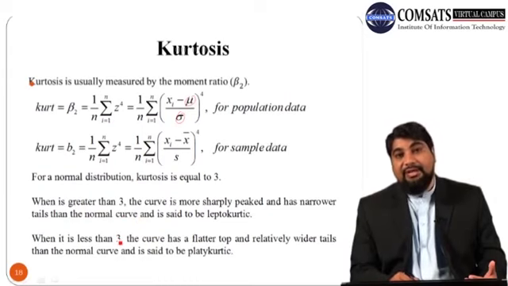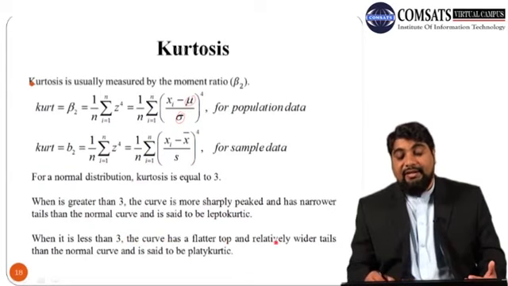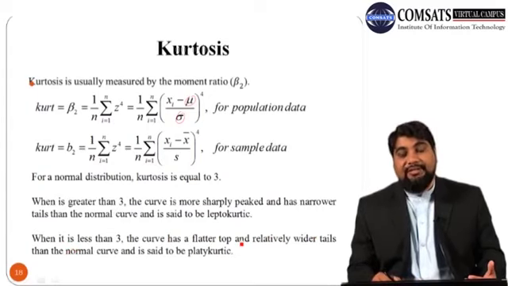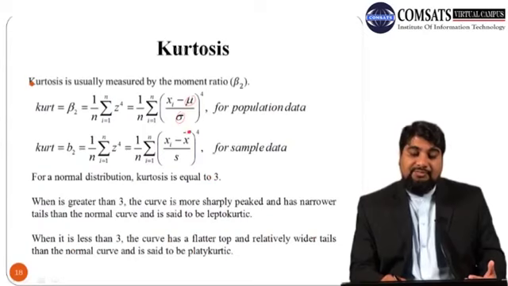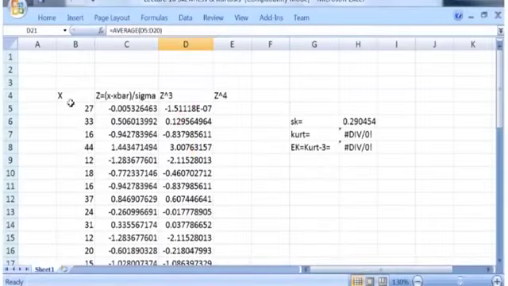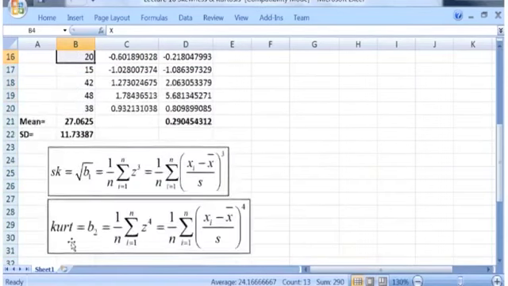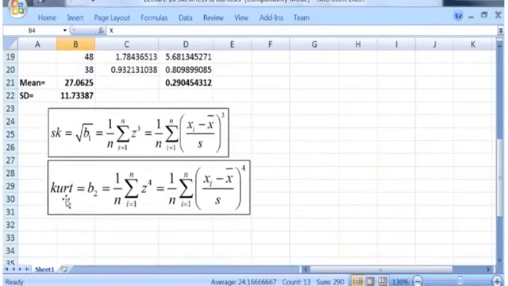When the value of kurtosis is less than 3, the curve has a flatter top and relatively wider tails than the normal curve, and it is said to be platykurtic. So we can use this formula to calculate the kurtosis in Microsoft Excel. Here is the same data set in our Microsoft Excel spreadsheet program. So here is the formula for calculating kurtosis.